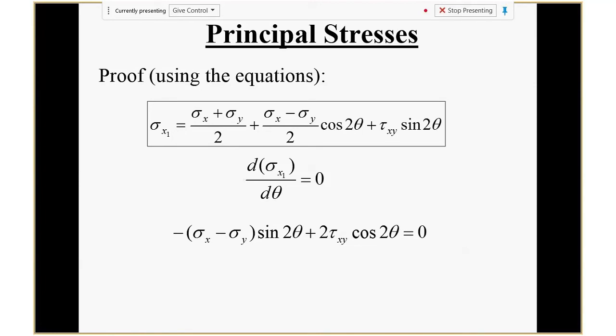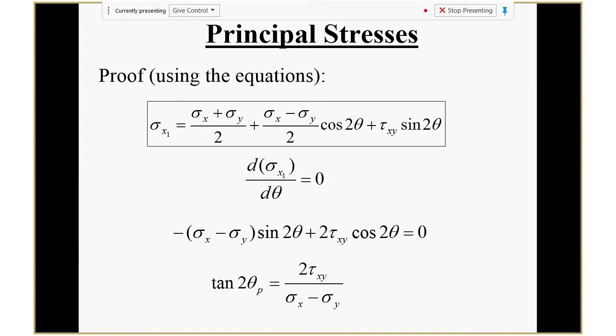Yes, so that will be the result. The tangent of 2 theta equals that. And this direction, we give a name to this direction. This is the direction in which the normal stress becomes maximum. So therefore, we call it the principal direction. The stress in this direction, we call the principal stress. So the principal stress is the maximum stress.